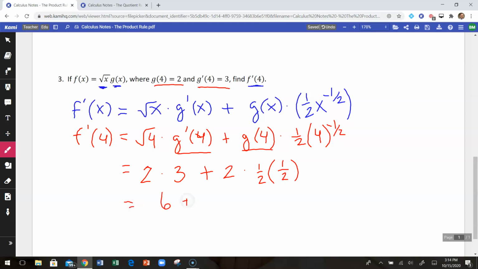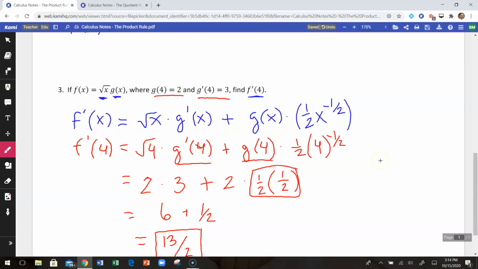We've got 6 plus, this would be a fourth. 2 times a fourth would be a half. So 6 plus a half, you could say 6 1/2. I'm going to go ahead and give you an improper fraction here. 13 halves would be 6 1/2. Okay, so that is the product rule.